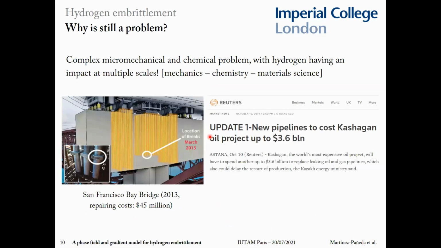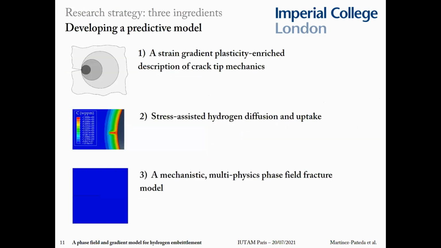So just two examples here: the San Francisco Bay Bridge, where bolts failed, and the Kashagan oil rig, where the repair had a cost of $3.6 billion US. So it's quite a beautiful problem from that perspective, in that it's very fundamental, but at the same time, it has very important implications for engineering practice. So we basically tried to give it a go, and I'm developing a predictive model for hydrogen embrittlement.